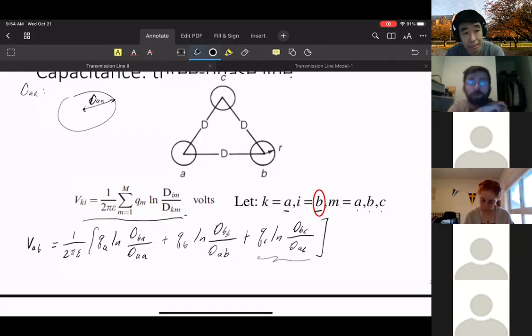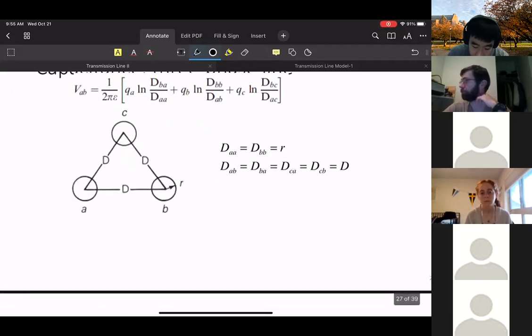What happens to this term? The thing inside the log is 1, and log of 1 is 0. So this is QC log of 1, which is 0, because we assume C is an equal distance from A and B. So C has no impact on the voltage difference between A and B. There are a lot of assumptions, and our assumption of everything being symmetric allows us to eliminate a lot of terms.